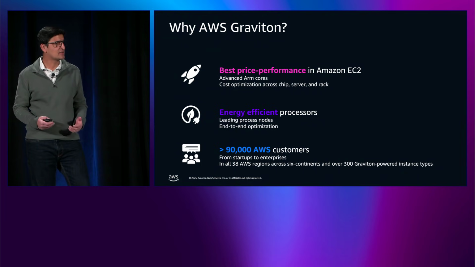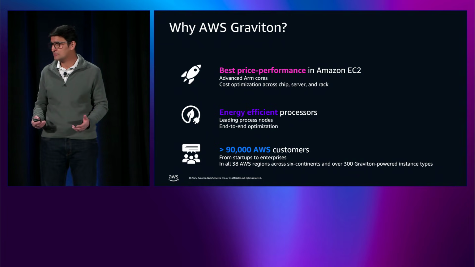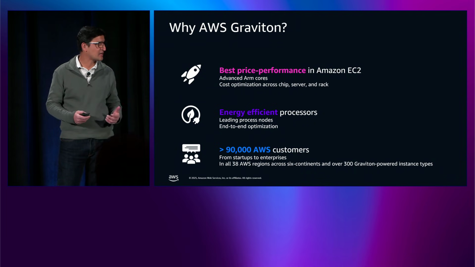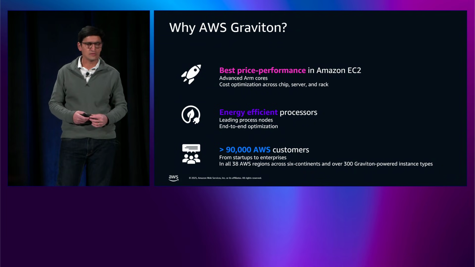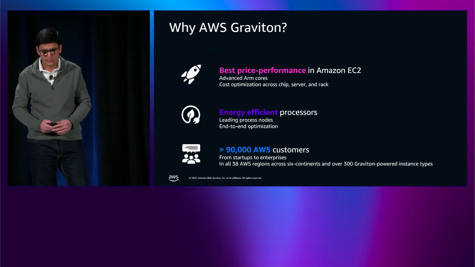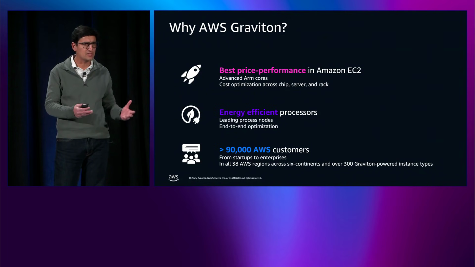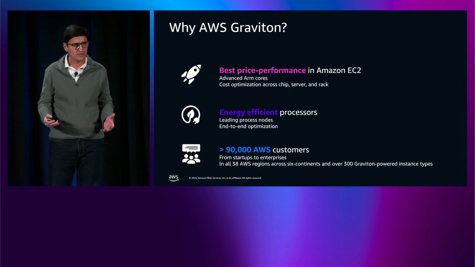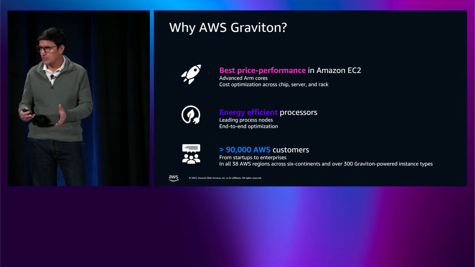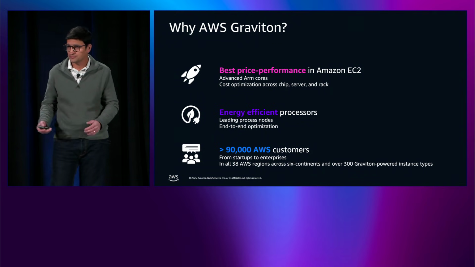There are over 300 Graviton-based instances available in 38 regions worldwide. And that's led over 90,000 customers to use Graviton across a wide array of workloads. And these customers range from small to medium businesses, as well as large enterprises, with verticals ranging from software to financial services, and even media and entertainment.